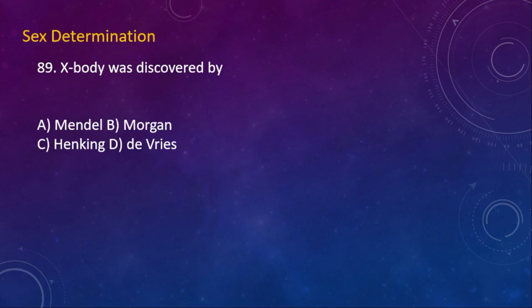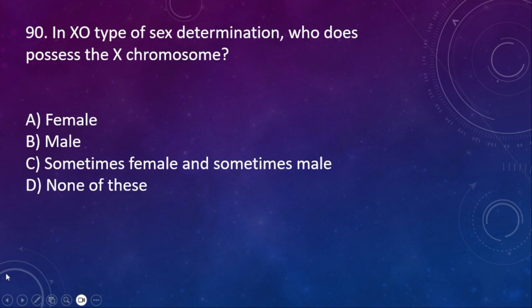Next comes sex determination. 89. X body was discovered by Mendel, Morgan, Henking, or De Vries. Here the right option is option C, Henking.